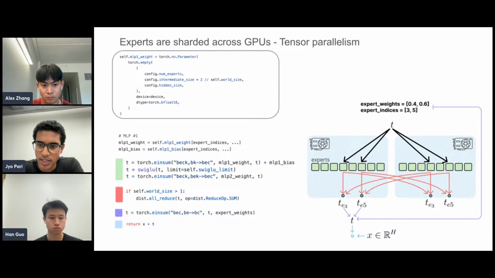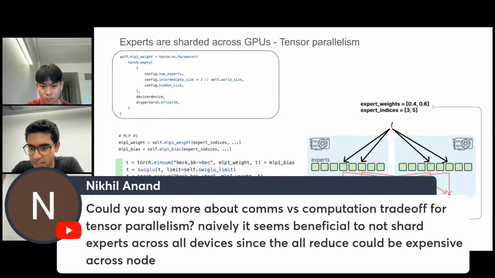And I see there's a question. Could you say more about the communication versus computation trade-off? Han, do you want to talk about this? I think Han is... Yeah, so I'm looking at the question. Can you say more about communication versus computation trade-off for tensor parallelism?